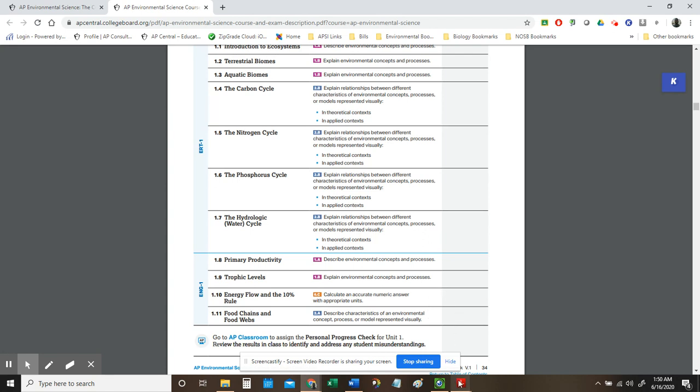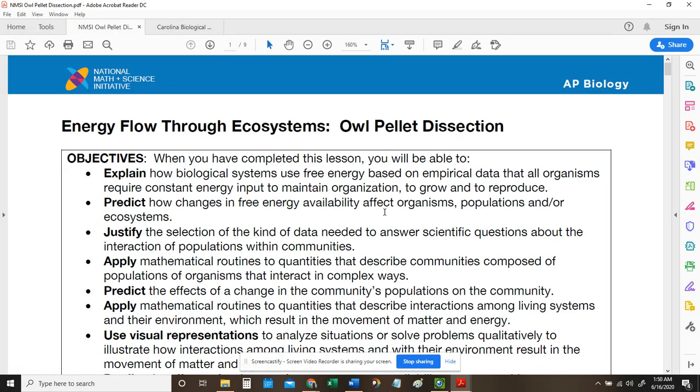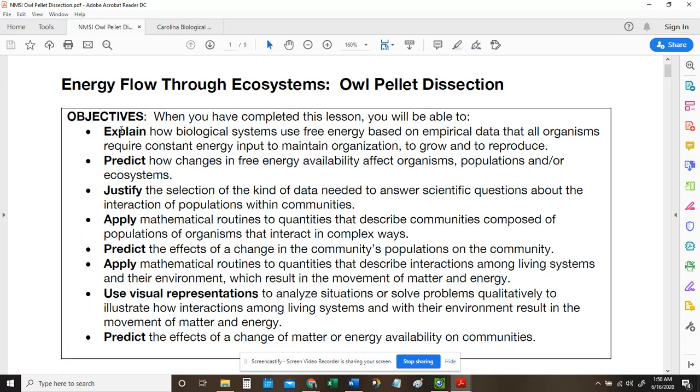So now, the document I have shared with you comes from NMSI, National Math and Science Initiative. This is a really great lab. It was originally designed for AP Biology, but the good thing is with the course redesign for AP Environmental, it actually plays pretty well into our topics. And many of these words, explain, predict, justify, apply, using visual representations, all of those apply to APES as well as biology.